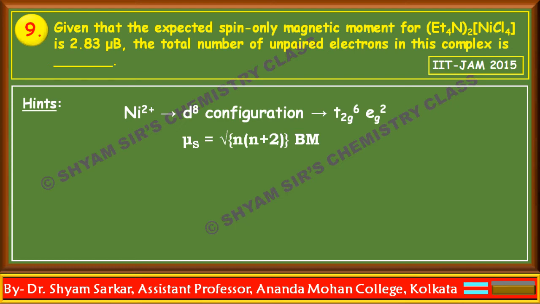So in this case, if you put the value 2.83 given, that is mu s is given, so 2.83 will be equal to the root over of n into n plus 2. If you calculate from this relation, n will be equal to 2. So the answer is 2. So the number of unpaired electrons in this complex is 2. Also we already know that the number of unpaired electrons in case of nickel 2+ is 2. So the final answer will be 2.